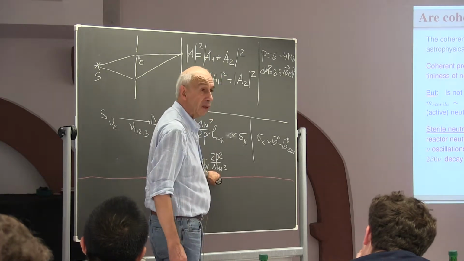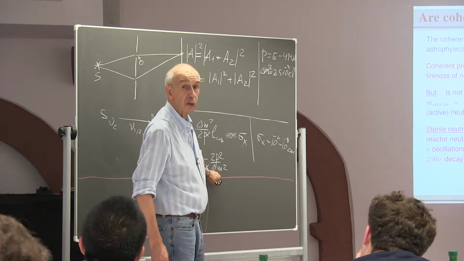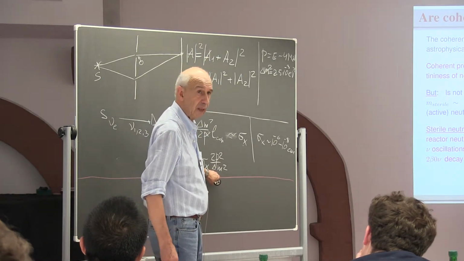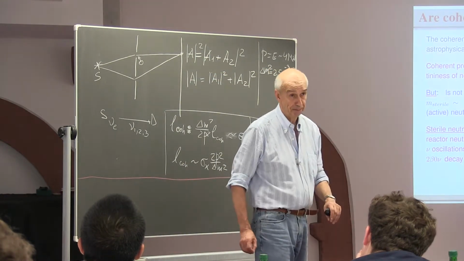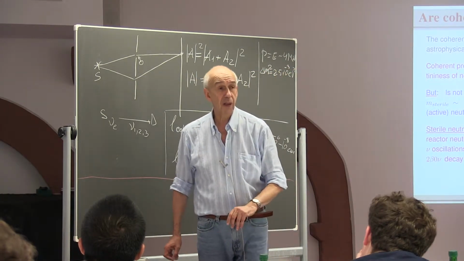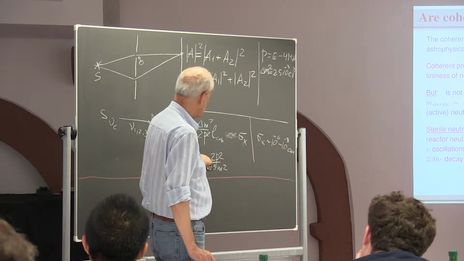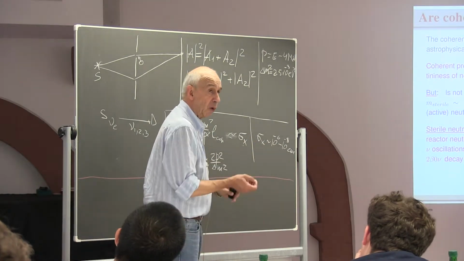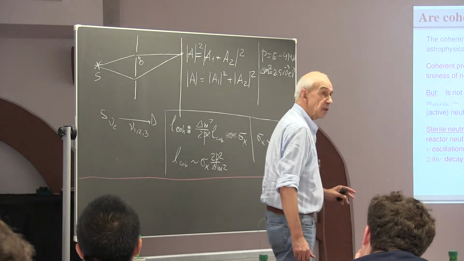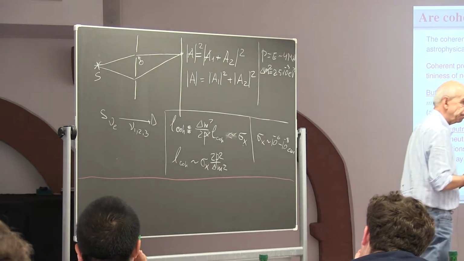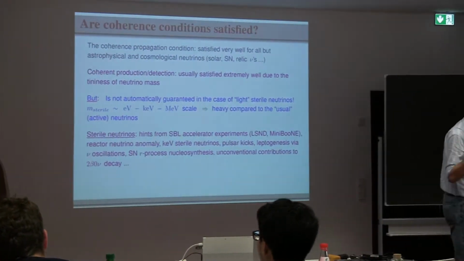And see whether the coherence length is small or large compared to the typical baselines of the reactor experiments, for example. You will find that the coherence length is at least a few thousand kilometers. So it's much, much longer, despite this sigma x being so small, just because this number is so huge. Only for neutrinos of astrophysical or cosmological origin is propagation coherence lost. Just to get a feeling, make this simple estimate.